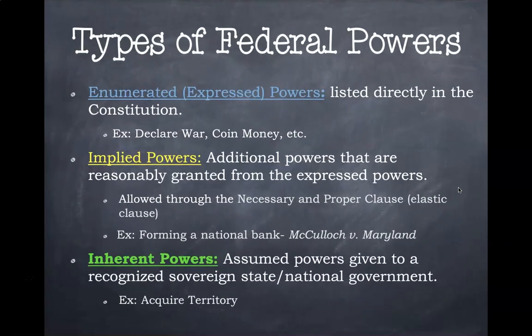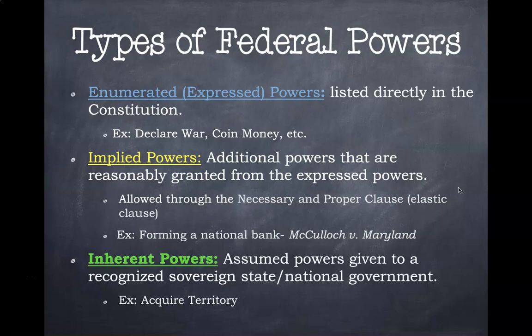Types of federal powers. You will need to know these for an activity that you're going to be doing at the very end, and you'll also need to know these for your test. Make sure you have these in your notes. First, we have enumerated, otherwise known as expressed powers. Now, when something is expressly written, that means it's directly written. There's no going against it. You can't argue against it. So, for example, in the Constitution, the federal government is the only one that has the power to declare war, coin money, etc.